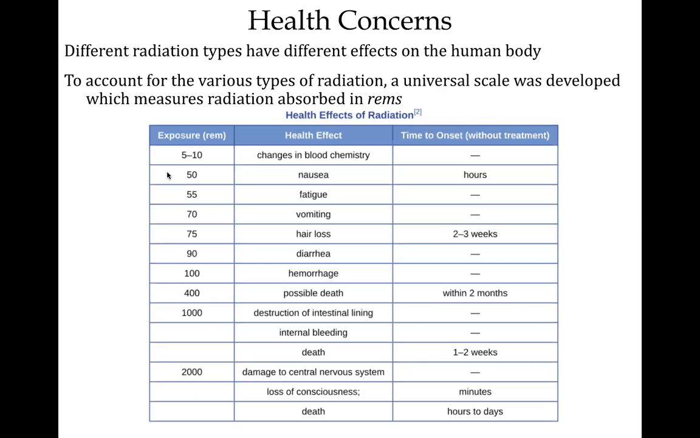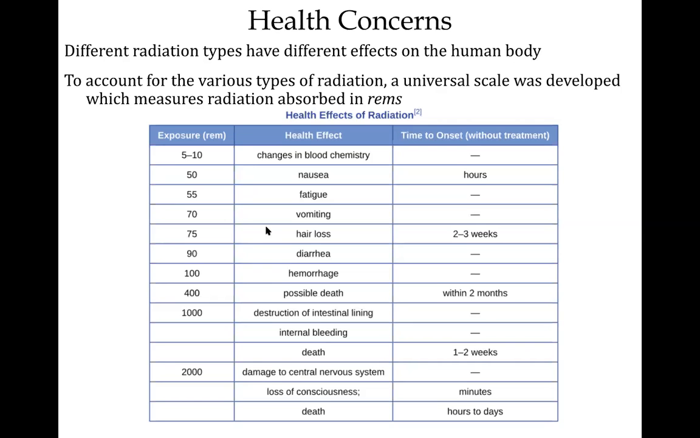You get anywhere from 5 to 10 times that amount, and then within a few hours, you'll start feeling nauseated. You'll start feeling tired. You bump it up to 70 rems, and that can be associated with vomiting. 75 rems is going to be hair loss. 90 rems, diarrhea. And then once you get up past 90 rems, you get into the bad zone. So at 100 rems, you're going to start hemorrhaging. And up to 400 rems exposure, that's going to be death.